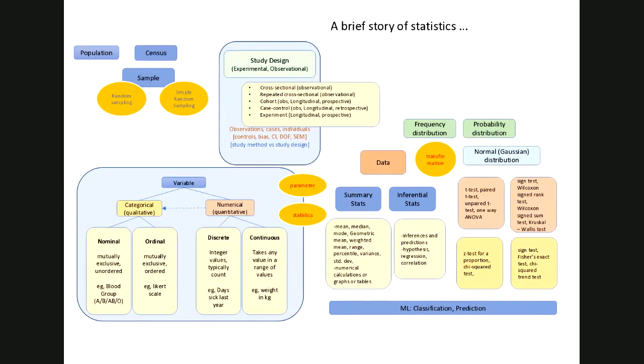Like we have Australian Census Day, where the government used to go to every door and get data from everyone, either through an online survey or a door-to-door knocking survey. So they try to get data from everyone. Now, because it's cumbersome, if you take a sample of the population, that's called sample statistics.